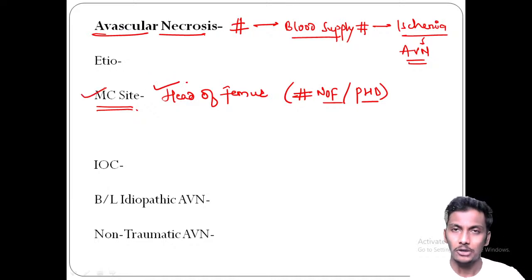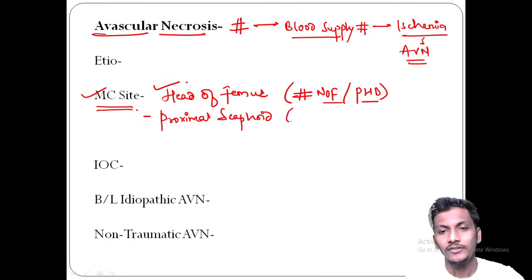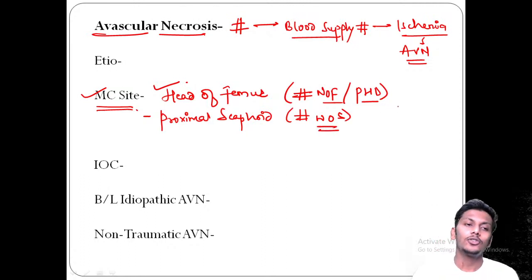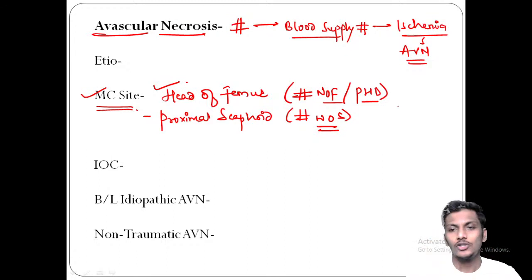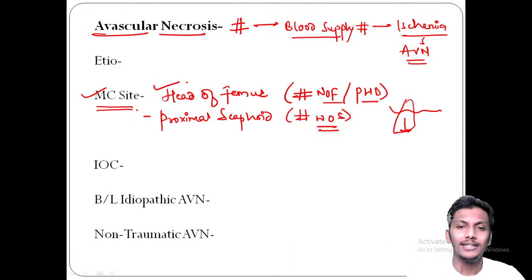This answers our question, but we'll also discuss some more sites where AVN is very common. Apart from the head of femur, AVN is also common in the proximal scaphoid. Scaphoid is a boat shaped bone. If there is a fracture of the waist of scaphoid, the proximal part of the scaphoid would not receive any blood supply, leading to AVN of the proximal scaphoid.